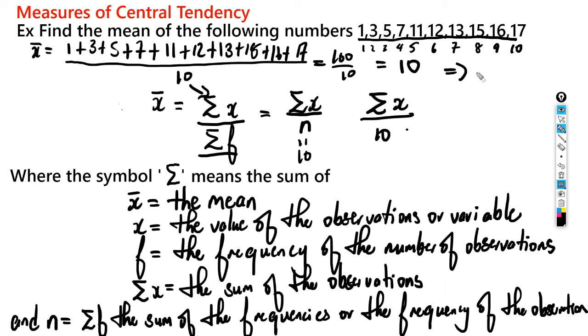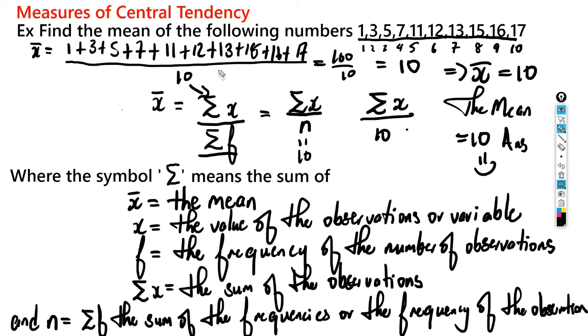So this implies that x bar is equal to 10. The mean is equal to 10, and that's the answer, guys. All right. Cool. So you see, it's pretty easy to find the average.